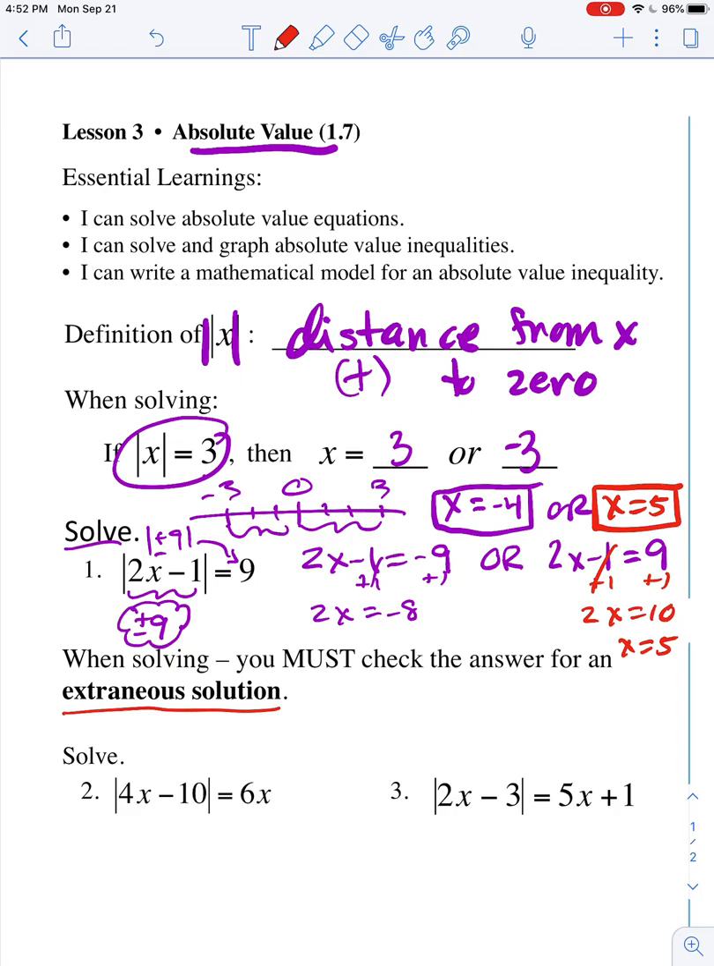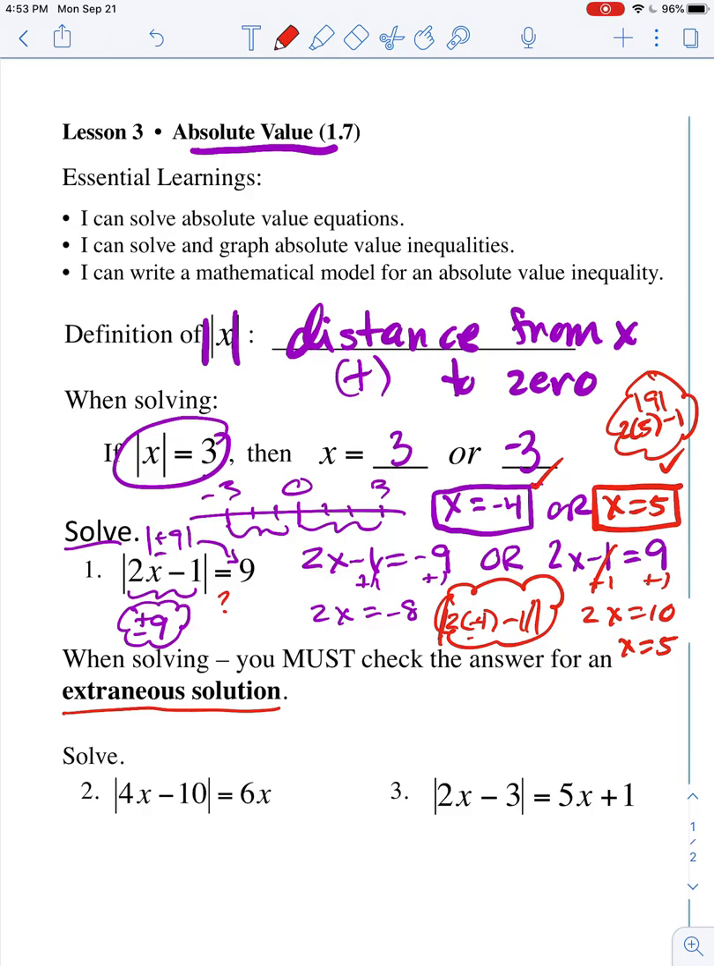So in this case, I would have to go back and say, okay, let me think about this. If I actually put a negative 4 in here, would that actually turn out to be a 9? That would be negative 8 minus 1 more, so negative 9, absolute value puts it at 9, check. Here, I would have to say, what if I took 2 times 5 minus 1? That's 10 minus 1, I get 9. Is the absolute value going to be 9? Check. So both of those work.